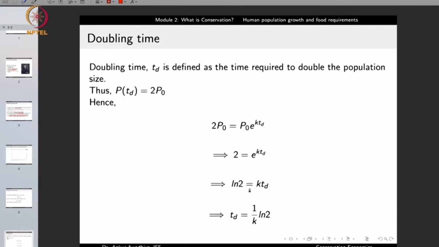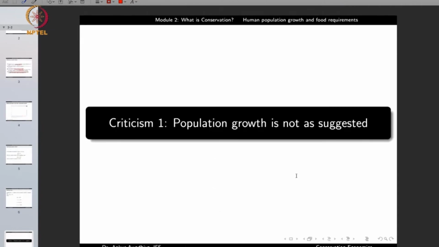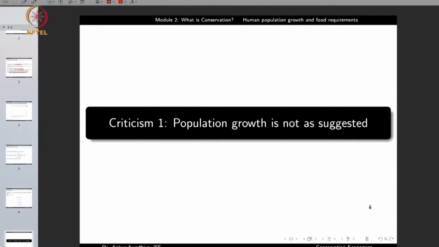So we have a constant doubling time, which is telling us that yes, the population doubles every fixed time and it is going through a geometric progression. However, of late, scientists have observed that this theory is not completely correct because it leaves out quite a large number of intricacies. It is a very simplistic model. So the first criticism is that the population growth is not as Malthus has suggested.